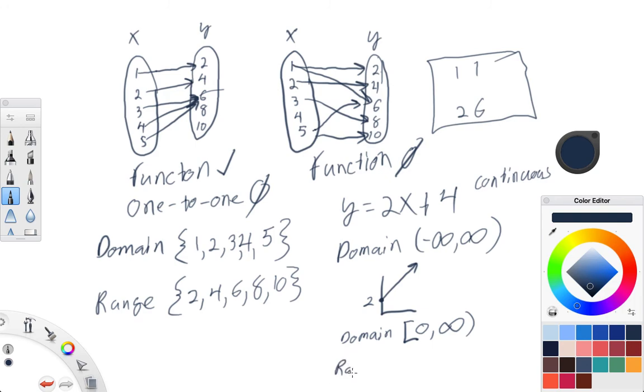And then our range, where does our range start? Well, it starts at y equals 2, and it also includes that one. So again, we're going to have a square bracket with 2, and it's going to go all the way off to infinity. So our domain and range would be like that. I hope that this gives you an idea of domain and range and functions and one-to-one. A lot of the questions for this section and chapter are just identifying domain and range and whether or not something is a function, whether or not something is one-to-one.